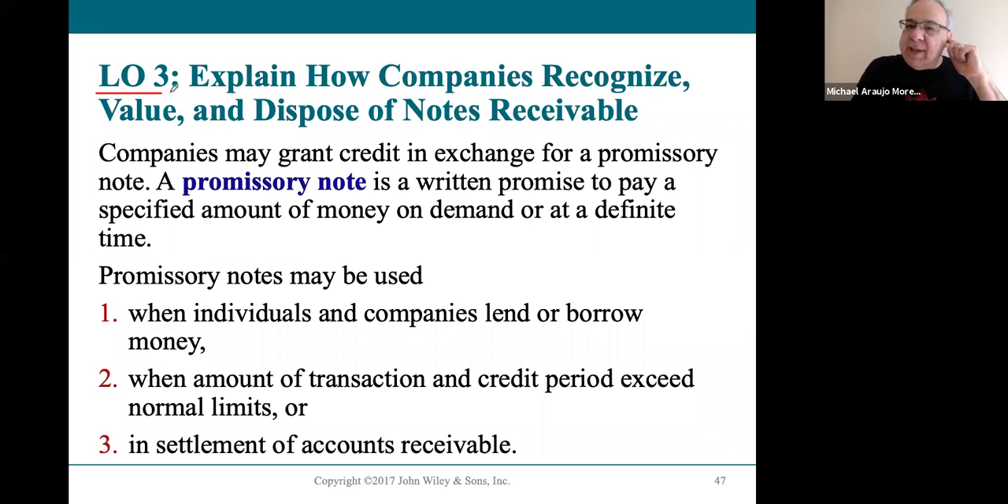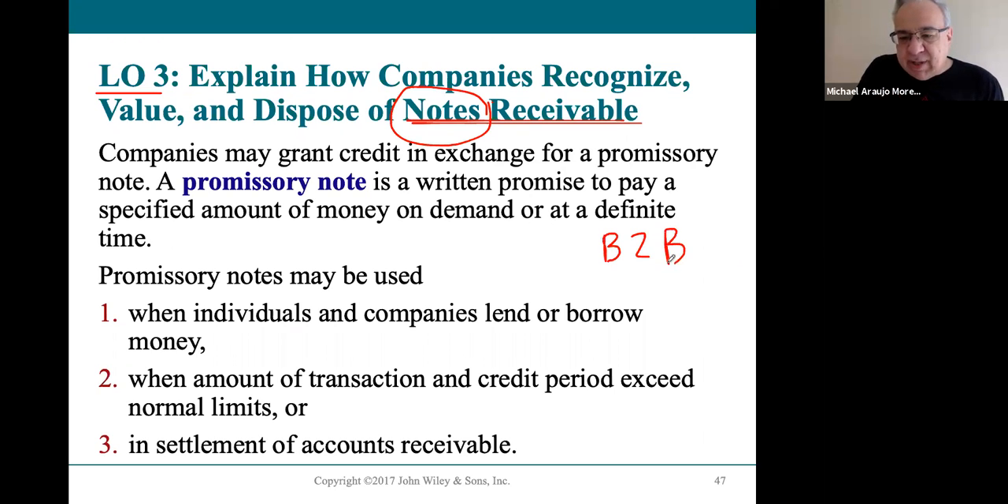Learning objective 3 is solely on the topic of notes receivable, and it's important to understand how notes receivable happen. Remember, the word note means loan, and you would think that the only businesses that actually have loans going on are banks, which is true. That's how they make most of their money. However, businesses recognize when they're doing business with other businesses. All of these are based on business to business transactions.